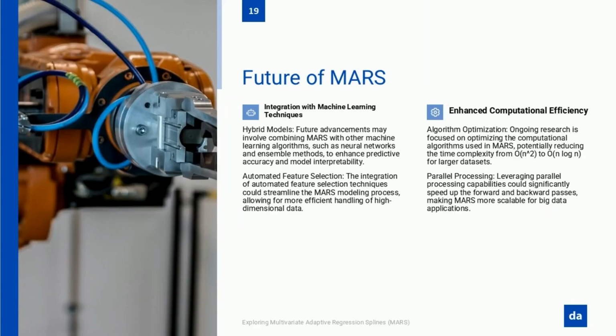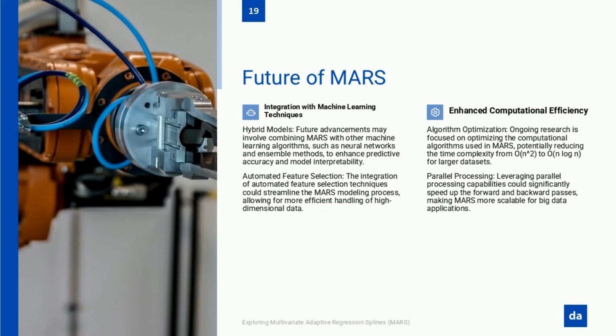MARS has already proven itself as a powerful tool for modeling complex nonlinear relationships, but its evolution is far from over. As data science advances, MARS is being refined, optimized, and even integrated with other machine learning techniques to create even more powerful predictive models. The future of MARS isn't just about making it better, it's about making it faster, more scalable, and more intelligent.